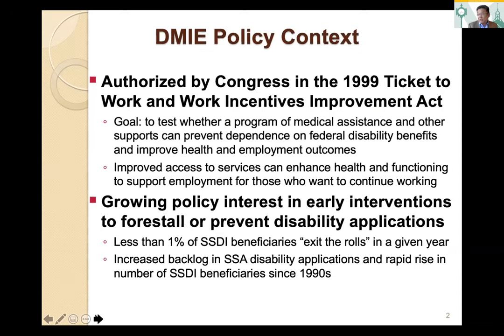The DMIE was authorized by Congress way back in 1999 under the Ticket to Work and Work Incentives Improvement Act. And the main goal was to test whether a program, really a policy of medical assistance and wraparound supports, can reduce dependence on federal disability benefits and also help to improve or maintain health as well as employment outcomes. And the main argument was that improved access to services can enhance these health outcomes and support employment for those who would like to continue working.